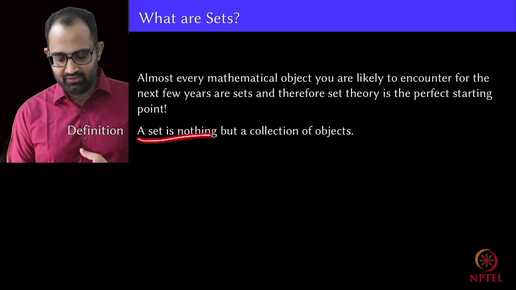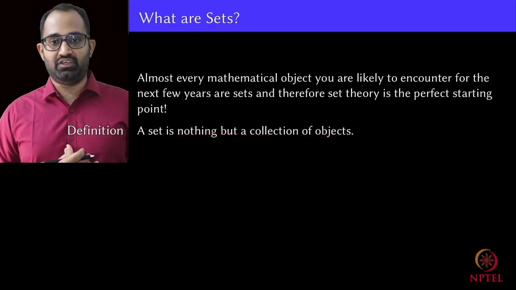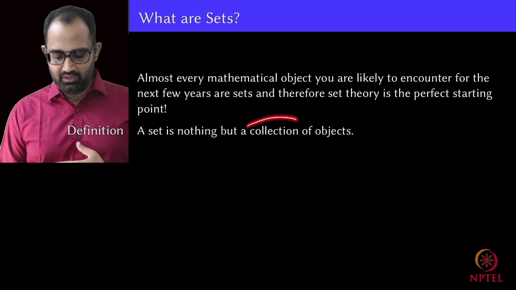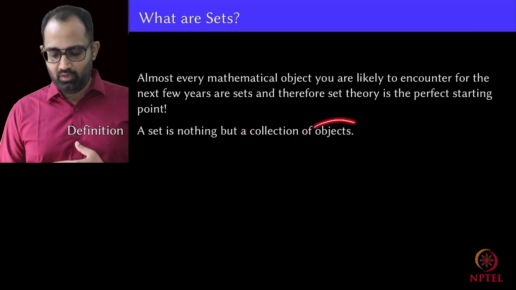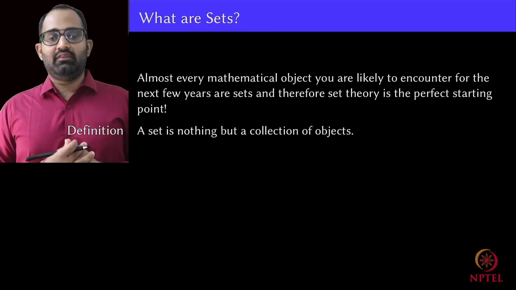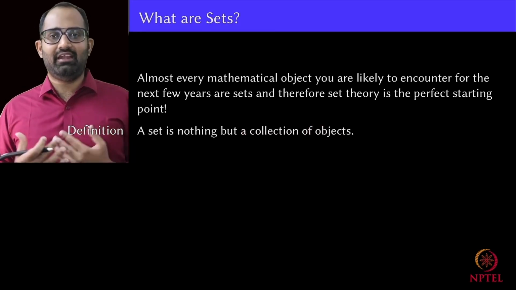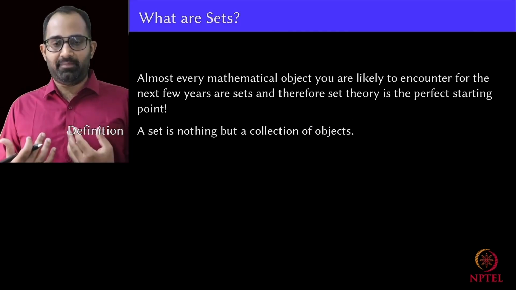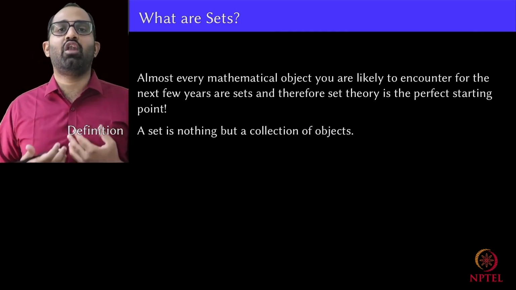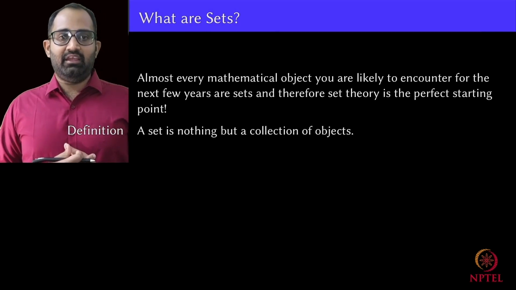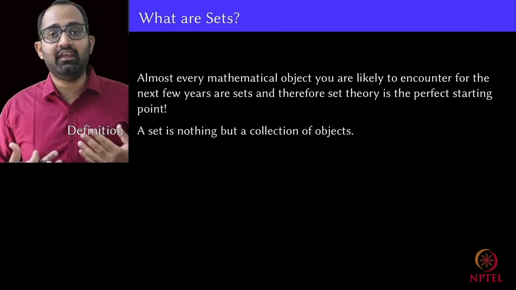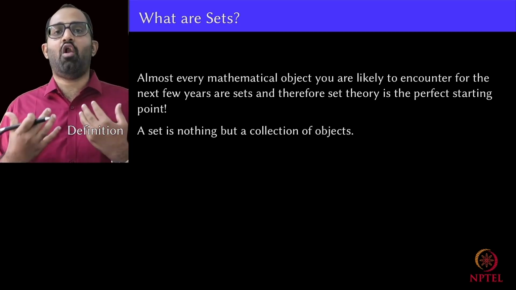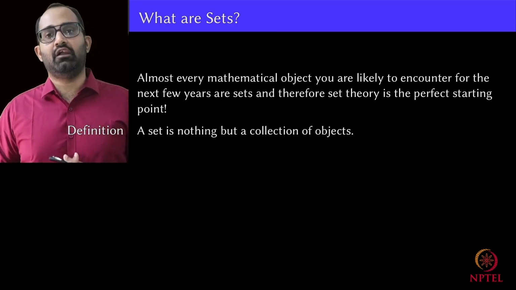A set is nothing but a collection of objects. There are two key words in this definition. The first is the word collection, the second is the word object. This definition is not really a definition. A definition is supposed to define a concept in terms of concepts that are already defined. The issue is this is the starting point of mathematics. You have no further simpler objects to define sets in terms of.